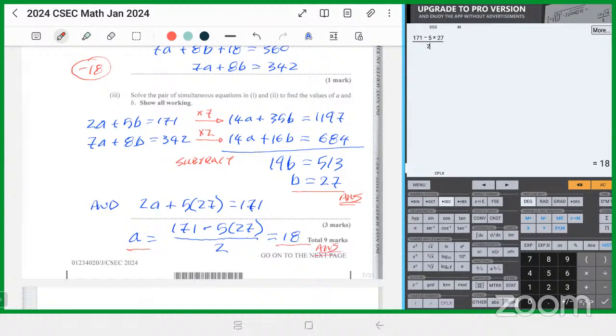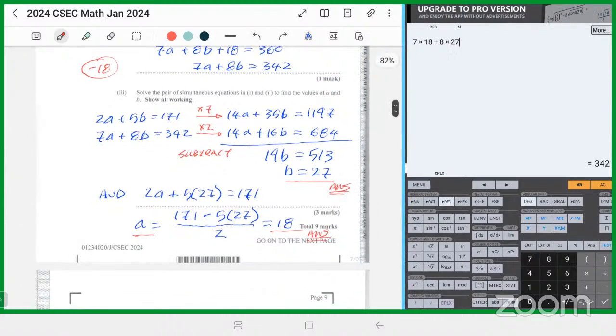Now, what I have to do to make sure it is correct is test these values in the second equation. Since I used the first equation to find my A, I'm going to just test them in the second equation over here quickly. It is 7 times the A value, which is the 18, plus 8 times the B value. So it's 8 times 27. And that gives us the 342. So we know that these two answers that we have are correct. The B is 27 and the A is 18.